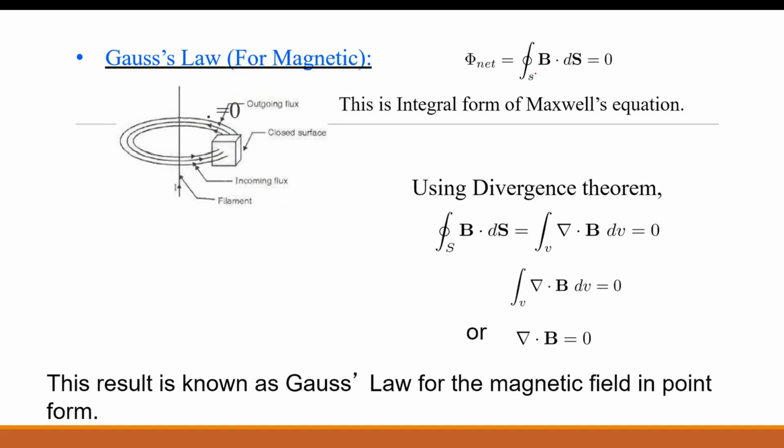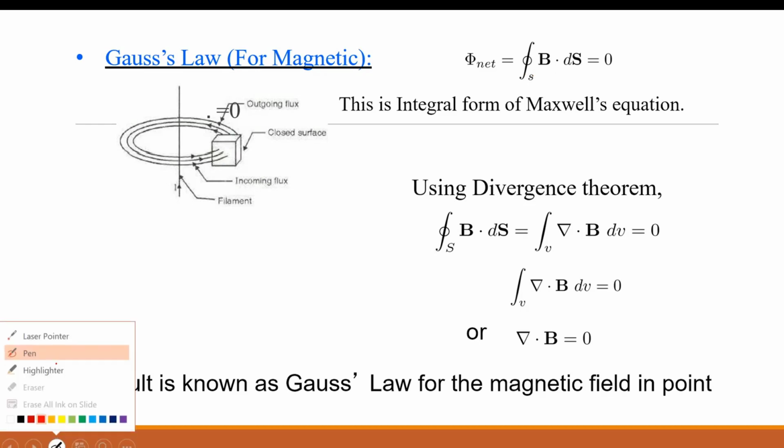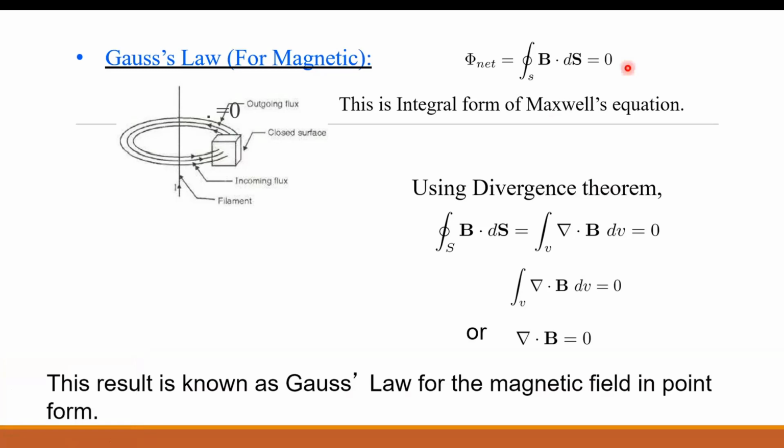Just as we saw D bar in the electric field, in the magnetic field that is known as the magnetic flux density B bar. And if I take the dot product of B bar dot dS bar, magnetic flux divided by area multiplied by area, then only the magnetic flux will remain. So what is the equation? Phi net is equal to closed surface integration of B bar dot dS bar.